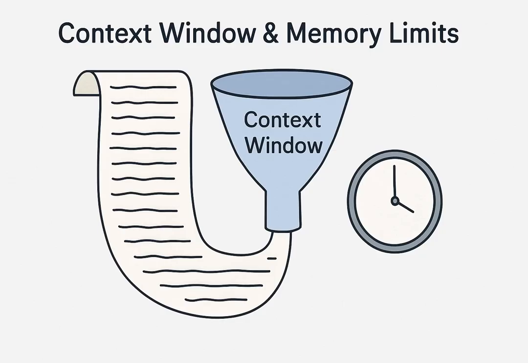LLMs have a limited context window. They can only consider so much text at once. Think of it like short-term memory. If you dump a long document, earlier parts may get lost. This causes issues for tasks needing long-term consistency, multi-step reasoning, or remembering user details across a long session. Newer models extend windows, but it's still a hard limit and a design consideration when building applications.